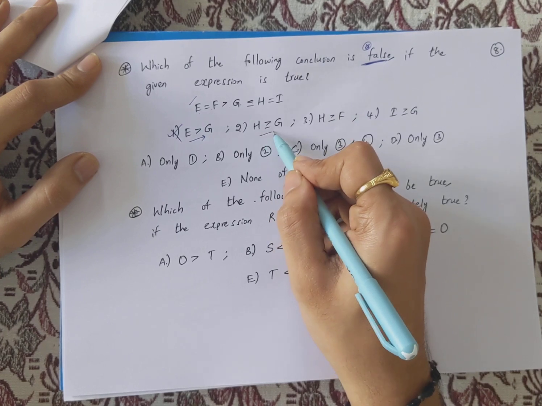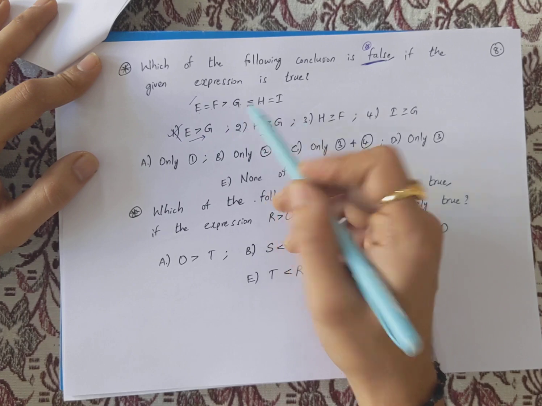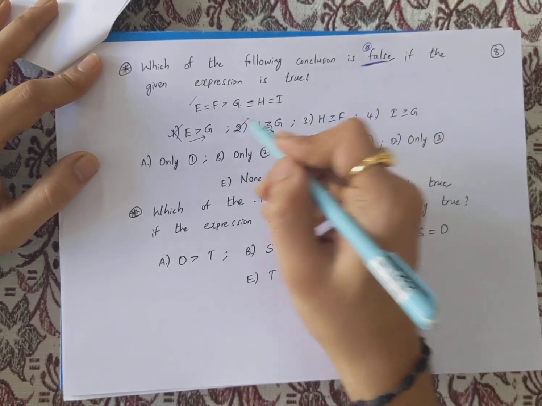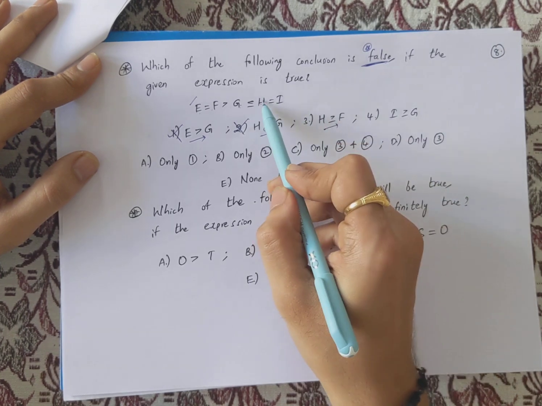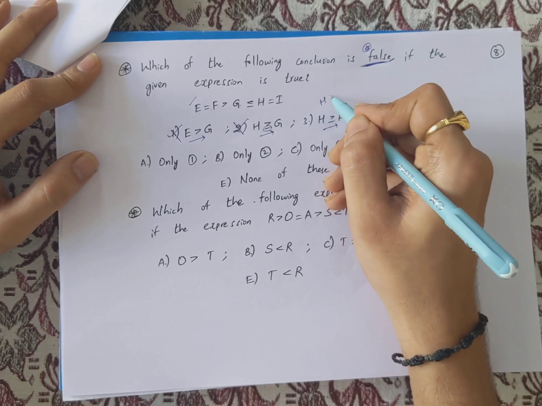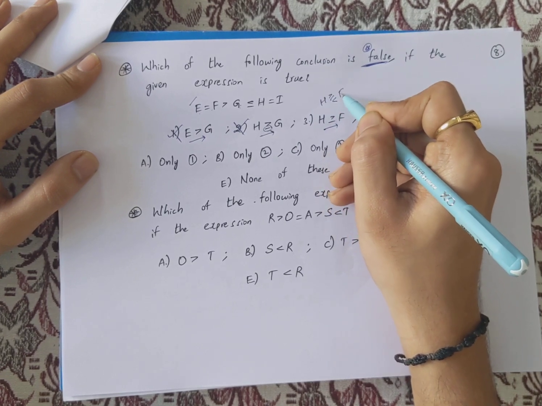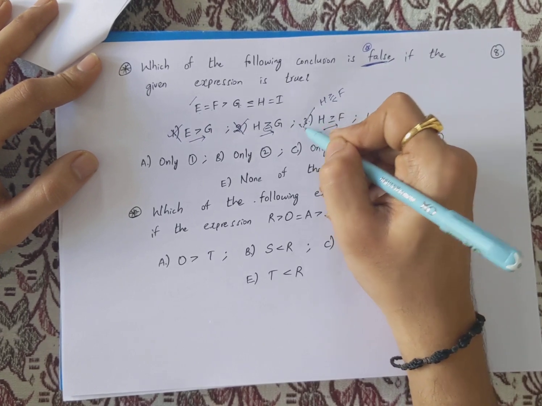Okay, from H to G, and the entire path should have is equals to H to G. Okay, so this is true, but we are asking false, so this is not our answer. From H to F, H to G, G to F, we cannot move, so H is greater than, less than, or equals to F. So this is false, which means this is our answer, right?